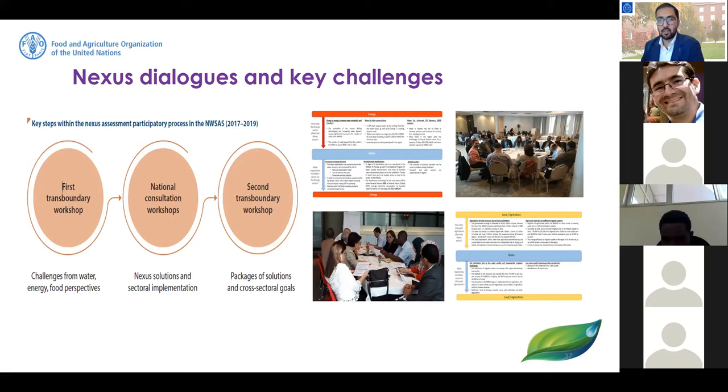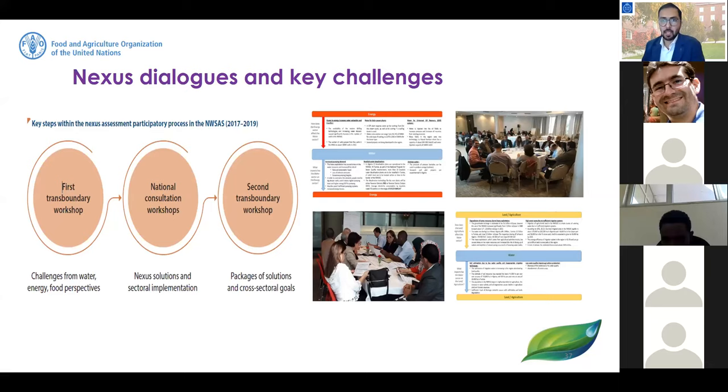The next level was the analysis by the different experts in the different areas, energy, agriculture, and water, and then coming back at the national consultation workshop to show the preliminary results of the Nexus solutions, and also to work with the stakeholders on the identification of the sectoral implementation: how we can take these Nexus solutions into reality and who can contribute to the implementation phase.